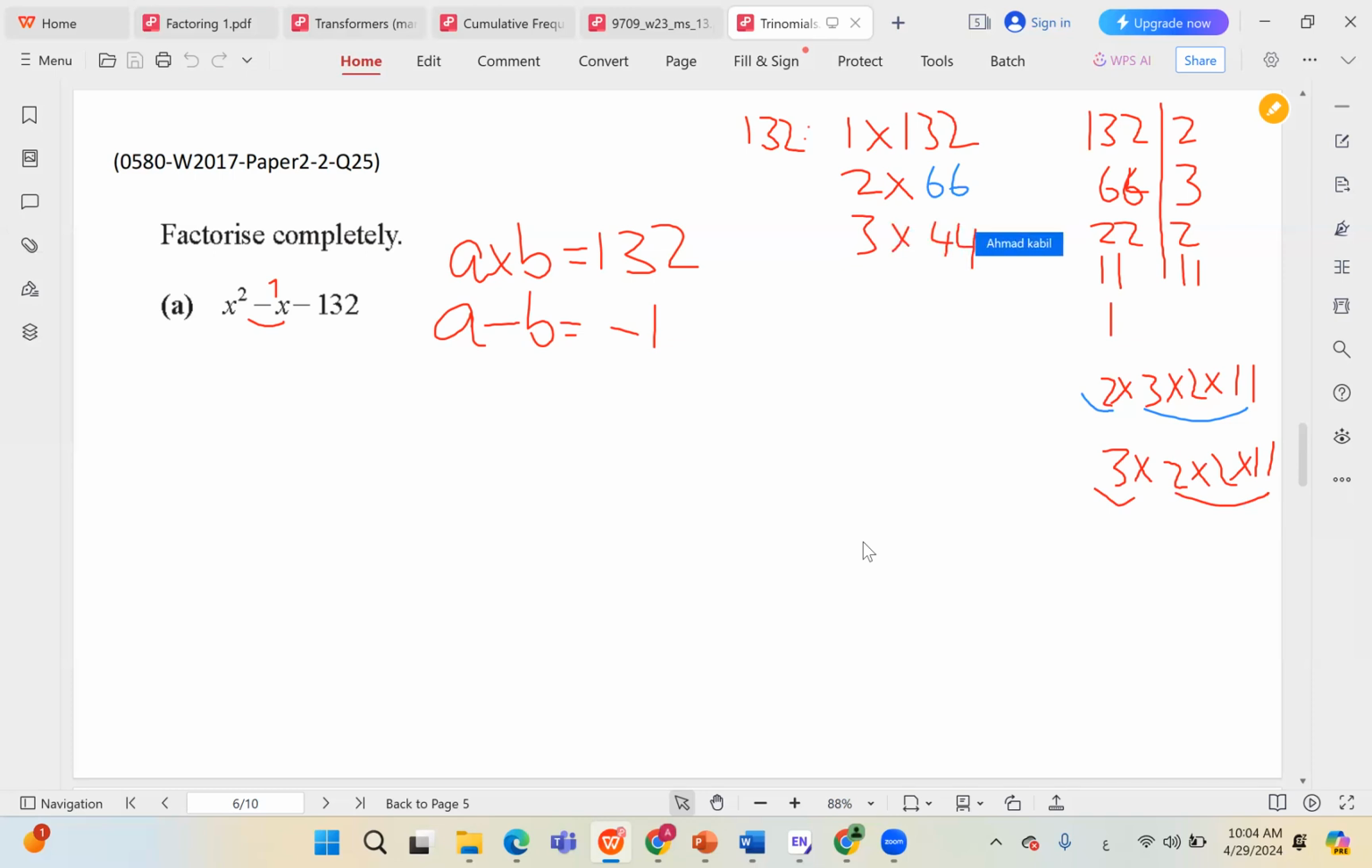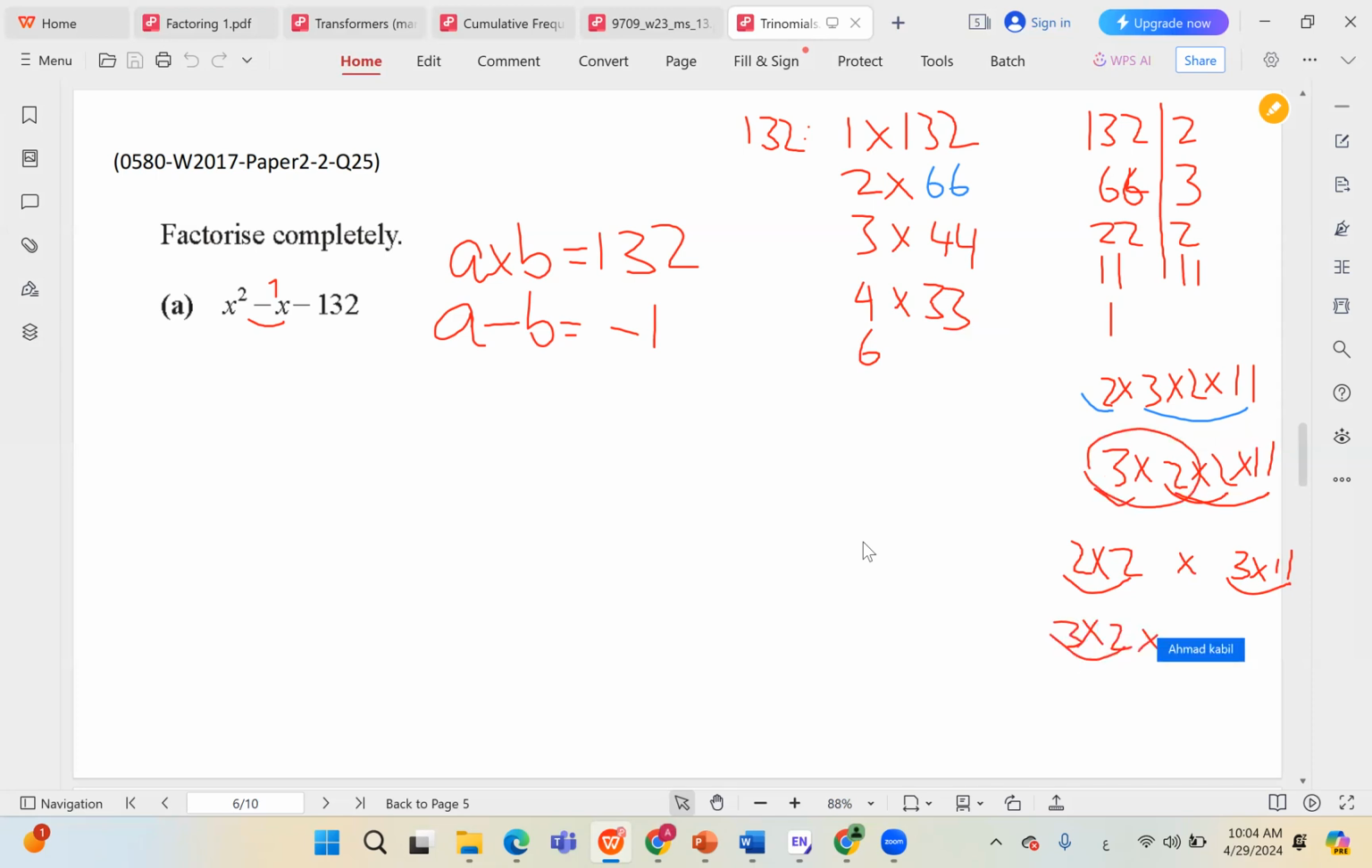And then 4. Do we have 4 here? Yes, we can get 4 if we take these together. So 2 times 2, this is 4. And then times 3 times 11. So 4 times 33. And then we don't have 5. We do have 6. We can get 6 by taking 2 and 3 together first. So 3 times 2, this is 6. And then the remaining is 2 times 11. So 6 times 22.